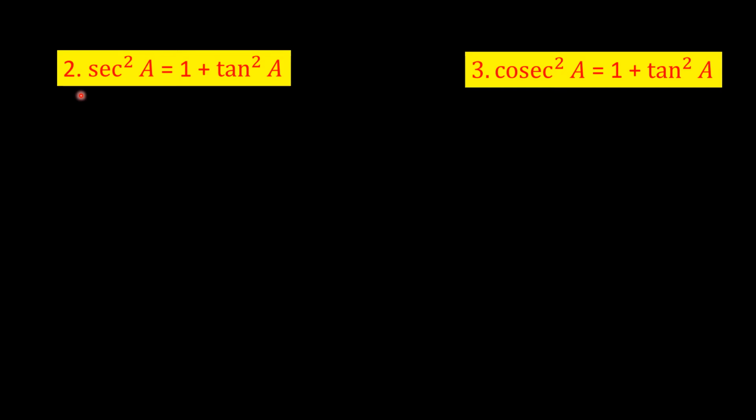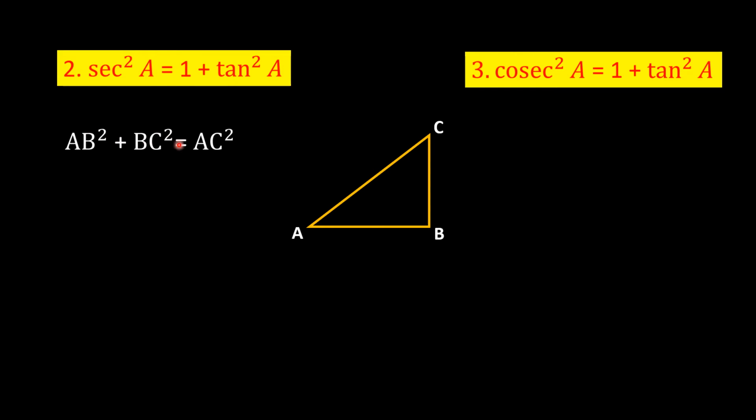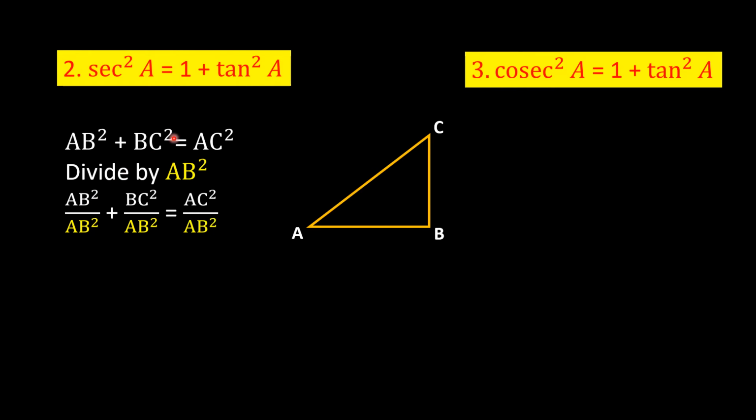We will understand how the second trigonometric identity, which is sec squared A equals 1 plus tan square A, is formed. We have a right triangle ABC, and by Pythagoras we have AB squared plus BC squared equals AC squared. Now we will divide this expression throughout by AB squared. So it will be AB squared divided by AB squared, BC squared divided by AB squared, and AC squared divided by AB squared. Now AB squared divided by AB squared becomes 1.